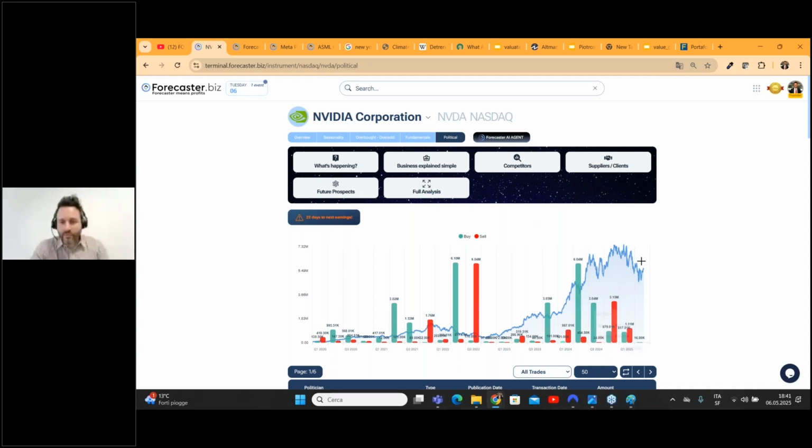Look, for example, in the case of Nvidia, they bought a lot starting from 2023, and then they sold a lot here on the tops. So it's quite interesting to see, but in my opinion, it's interesting but not so interesting. I don't know how to say, but I mean, I prefer to do my own analysis.